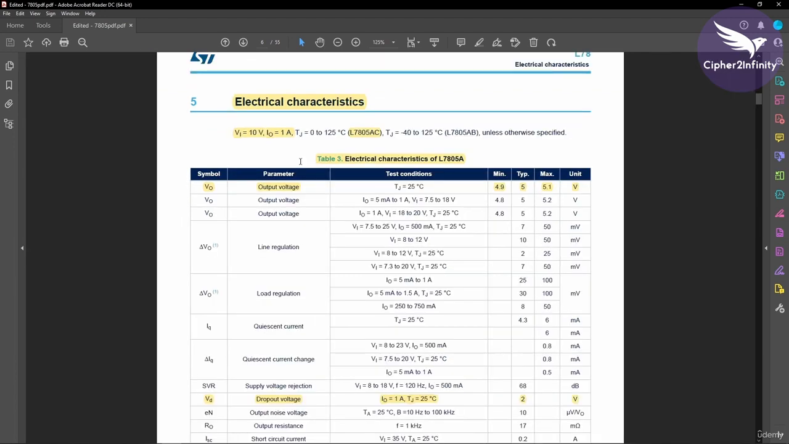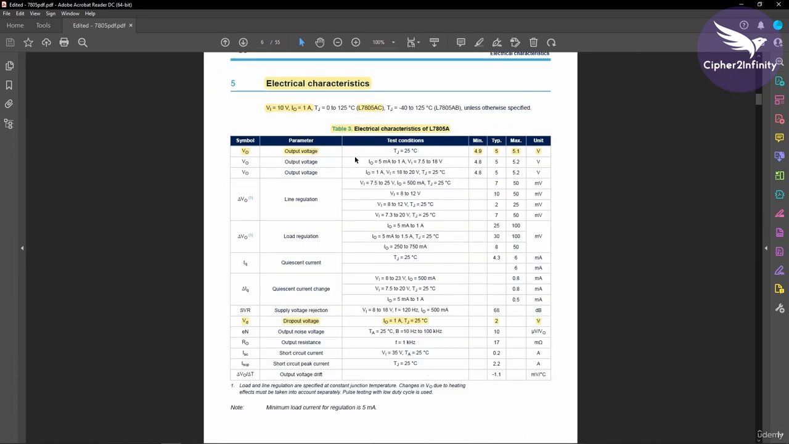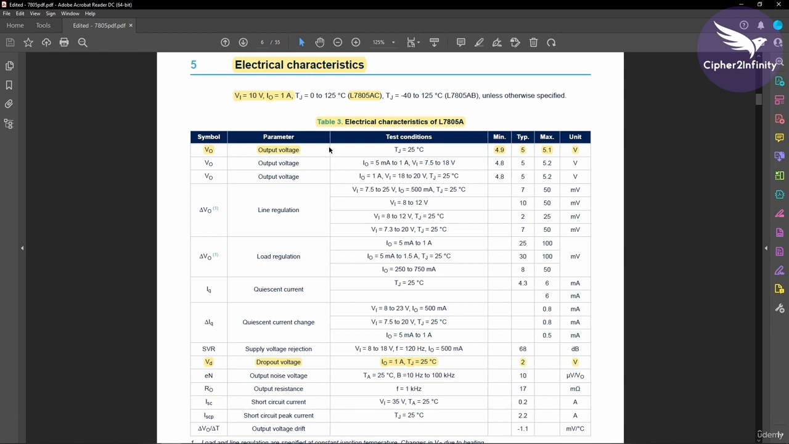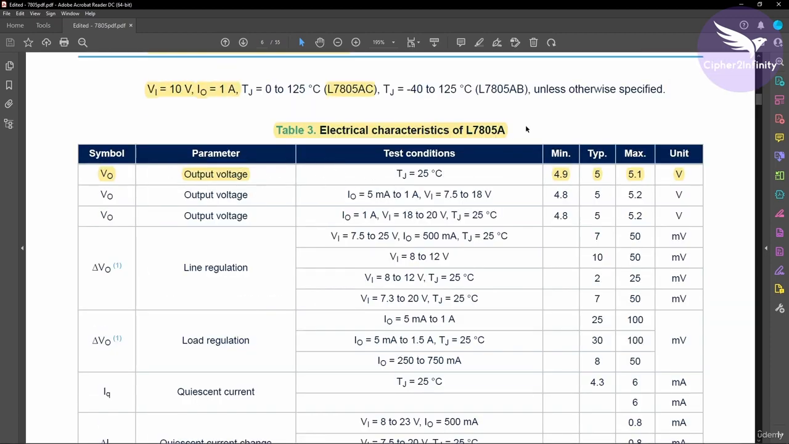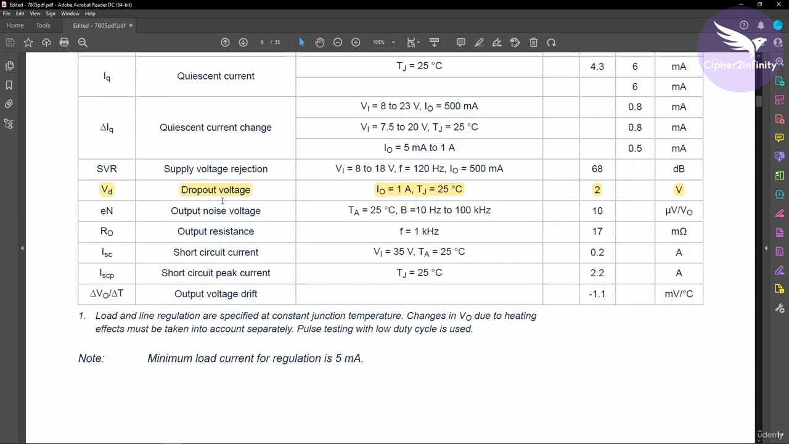In this table, I have just highlighted two characteristics. The first one is output voltage and the second one is dropout voltage. You can see the output voltage of the IC 7805 is 5 volt. The minimum is 4.9 volt and the maximum is 5.1 volt. But generally, the value that we consider is the typical value, so most of the time we consider this value. So the output voltage is 5 volt, and the next parameter is dropout voltage. This dropout voltage is very important, and for this datasheet, the dropout voltage is 2 volt.